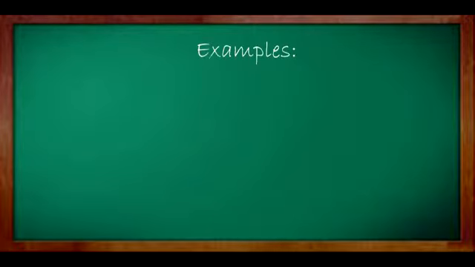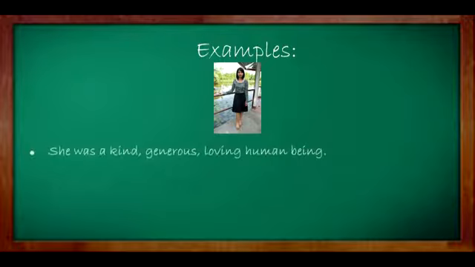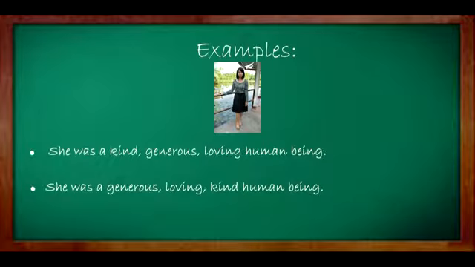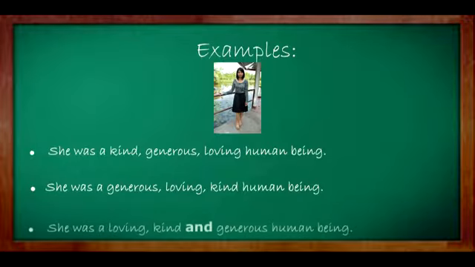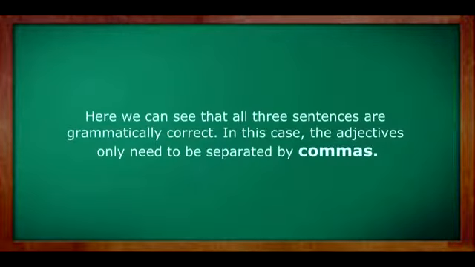Examples: she was a kind, generous, loving human being. She was a generous, loving, kind human being. She was a loving, kind, and generous human being. Here, we can see that all three sentences are grammatically correct. In this case, the adjectives only need to be separated by commas.